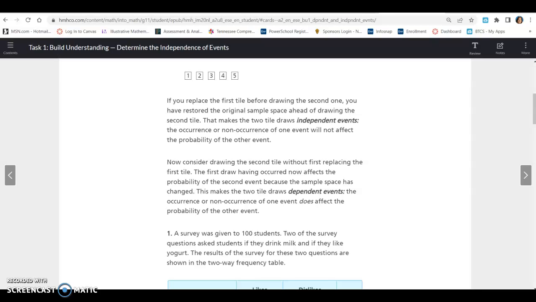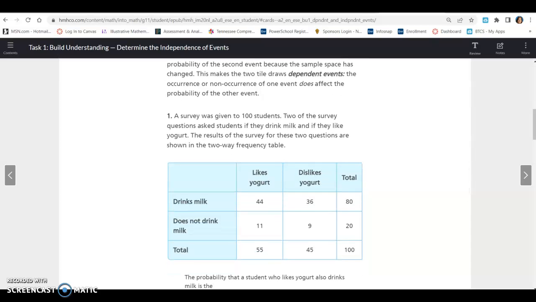Now consider drawing the second tile without first replacing the first tile. The first draw having occurred now affects the probability of the second event because the sample space has changed. This makes the two tiles dependent events. The occurrence or non-occurrence of one event does affect the probability of the other event. All right, so dependent and independent events, those are two of your vocabulary terms that you need to know. So make sure you have those.